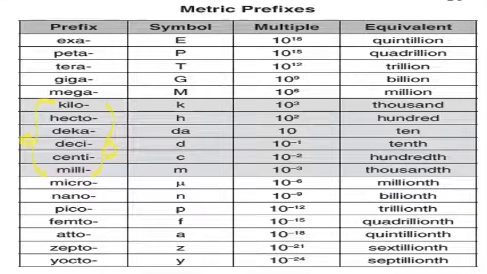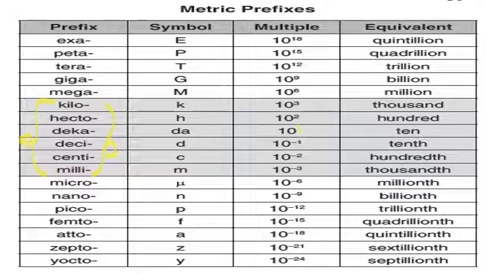Another is hecto. So, what is hecto? With the symbol of small letter h, we have 10 to the power of 2, or 100. Okay? So, we have deca, and its symbol, class, is da. It is equal to 10. So, the equivalent is equal to 10, or 10 to the power of 1.